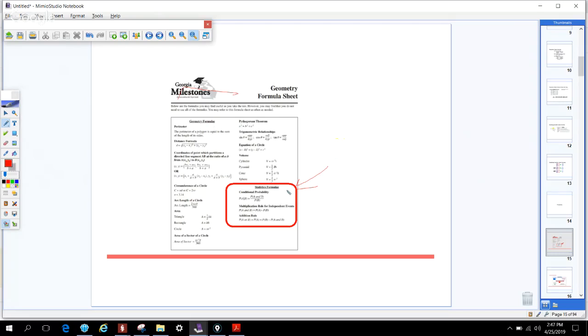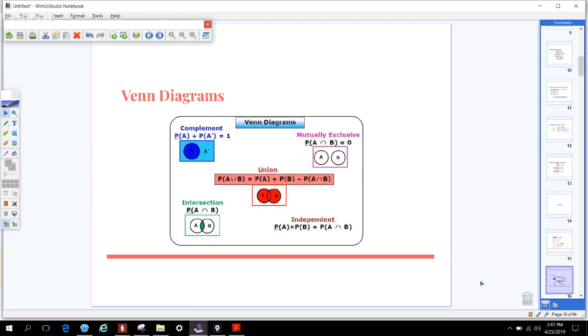Okay, so here, this is where you're going to be looking on the formula sheet. If we go down to this next one, let's look at Venn diagrams. If you don't know how to do this, take a picture of the screen right now. You should know how to do Venn diagrams.